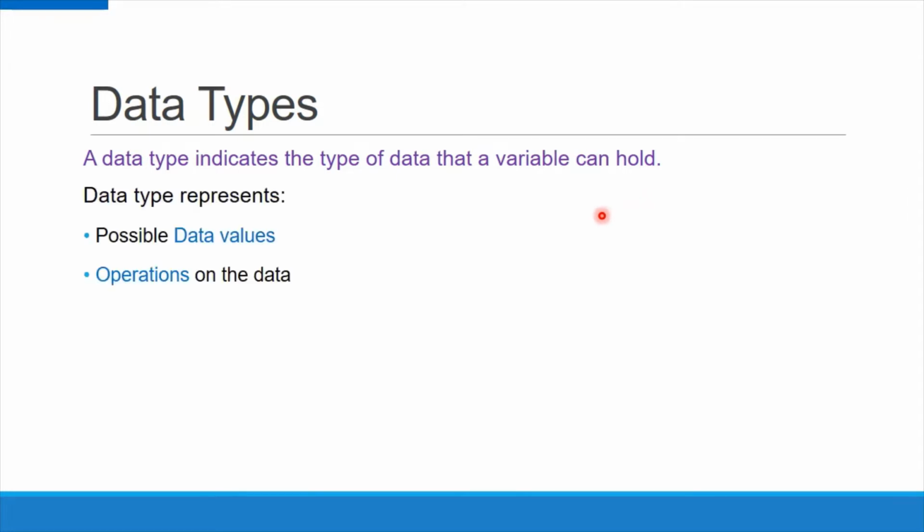Actually, your data type represents two things. One is possible data values, which means it indicates what type of data value that your variable can hold. And next is all possible operations on the data. Let me explain this thing with an example.